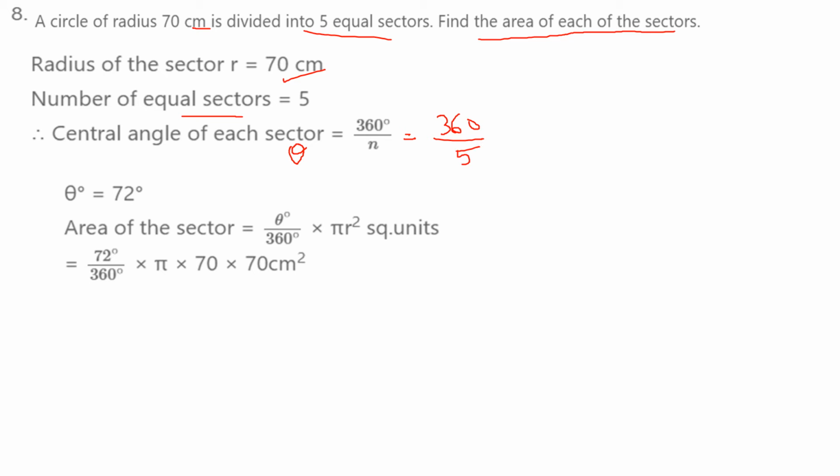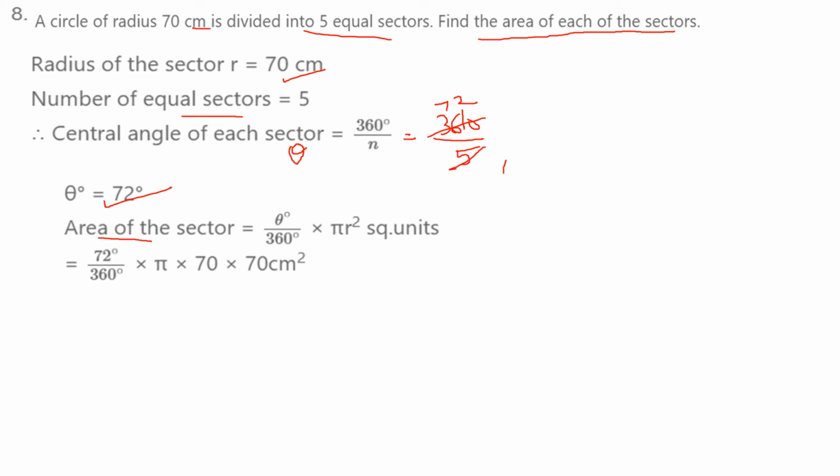1 5 is 5. 7 5s are 35, remaining 1, 10, 2 5s are 10. Therefore, theta equal to 72 degree. Next, we will find the area of the sector. Formula: theta by 360 degree into pi r square. While writing the sum, you read each formula 5 times and start writing.